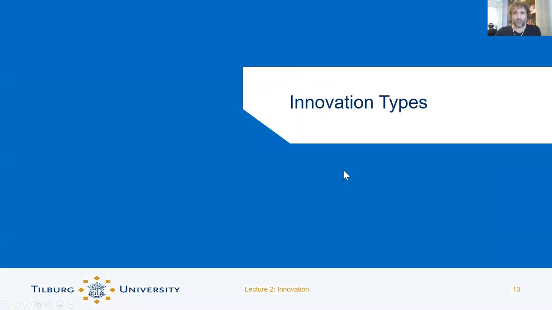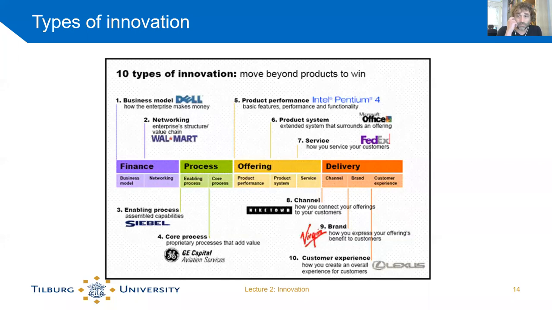Later on in the lecture, we'll be talking a bit more about innovation and innovation management in an organization, and we'll talk about what you need as an organization in order to stimulate innovation. But now I want to discuss several types of innovation. There are many types and typologies of innovation, and here we discuss a few. So for example, this is, I don't even remember where I got the slide from, but this distinguishes between 10 different types of innovation into four major dimensions.